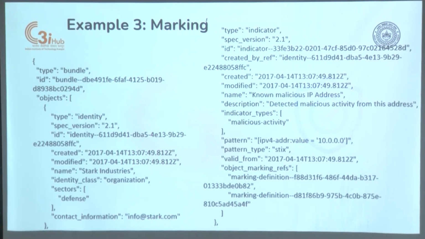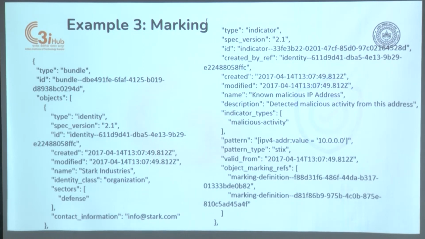Second object there, the opening bracket is missing on the top. No, actually it is there, but it is kind of hidden by the header marking, but the indicator is actually for known IP addresses. So, there is a pattern, IPv4 address is 10.0.0.0 and pattern type is STIX, valid from, object marking reference. So, it is now referencing two markings which we will look at later, right.